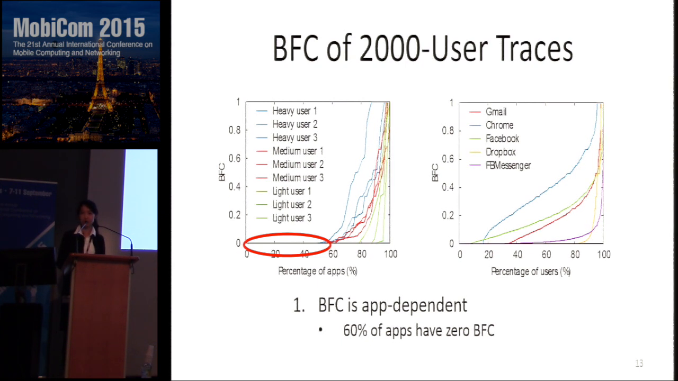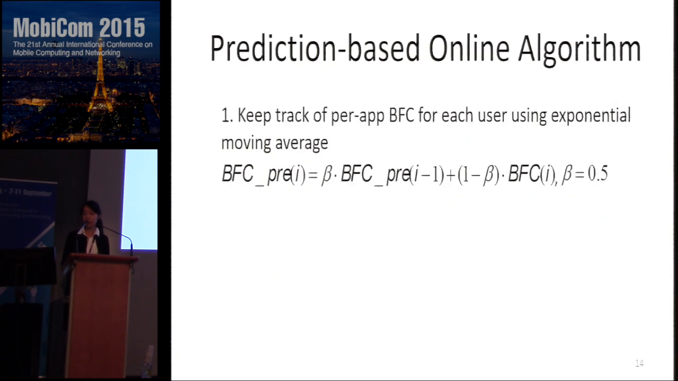The figure on the right shows the BFC value of 5 popular Android apps. The x-axis is the normalized position of all the users using this app, and the y-axis is the BFC value in increasing order. We can see for each app, the BFC of different users vary a lot, indicating that BFC is also user-dependent. So now we use our BFC metric to validate that the usefulness of app background activities is app-dependent and user-dependent.